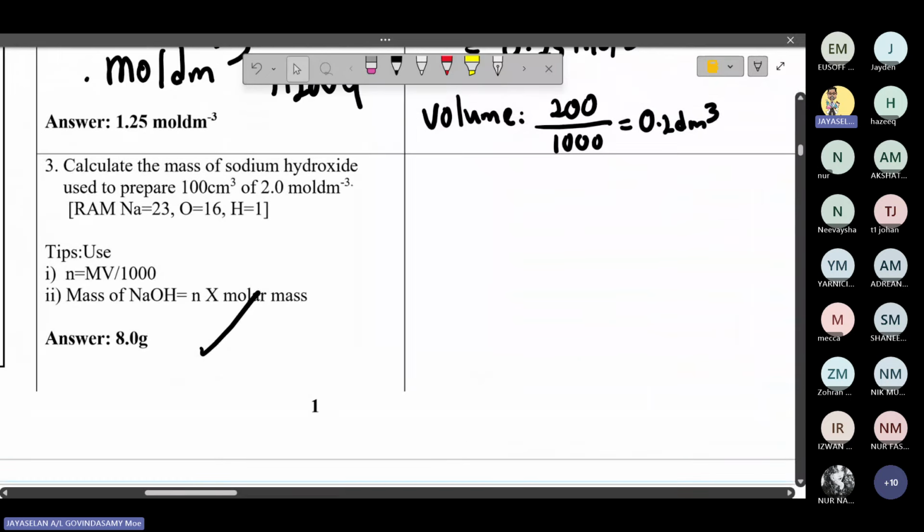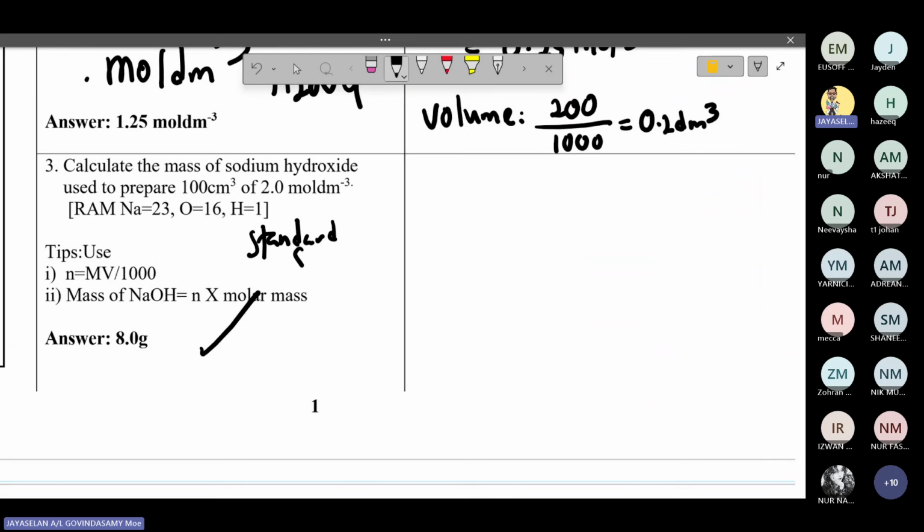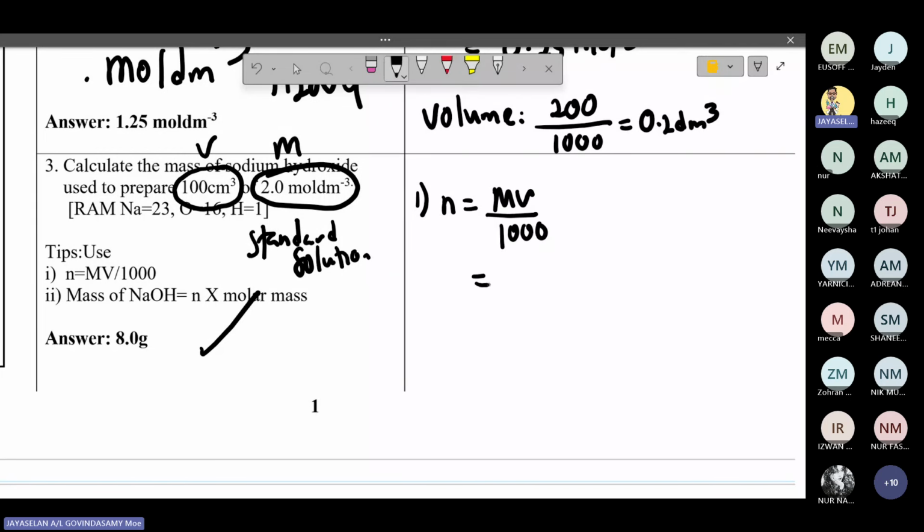This one you must memorize for your preparation of standard solution. The preparation of standard solution has calculation. Once you get this, they want mass, right? So what you do, circle this, you put V, volume. Circle this, what is it? Molarity. They want you to find the mass. Before you find the mass, you first find the number of mole. Molarity and volume are given. How to find the number of mole? MV over 1000. So M is 2.0 times 100, your volume, divided by 1000. Calculator, find the answer.